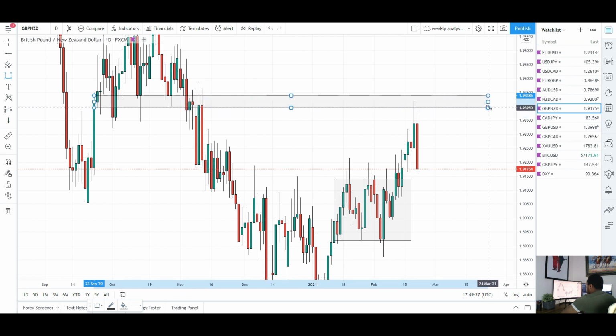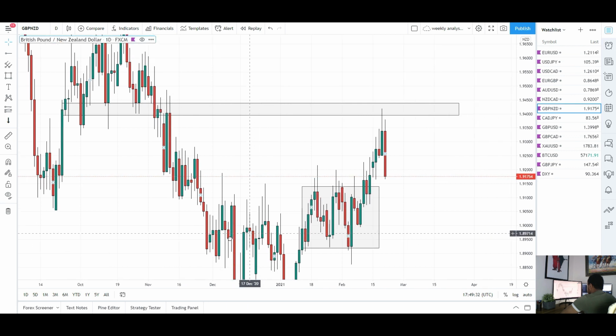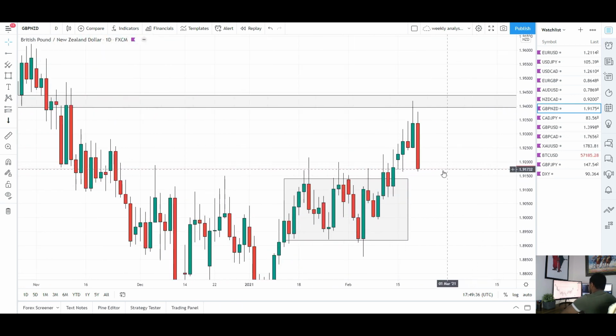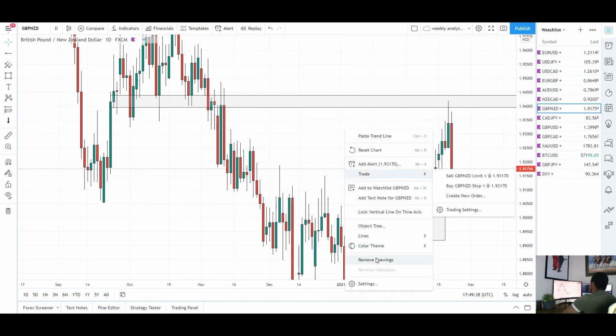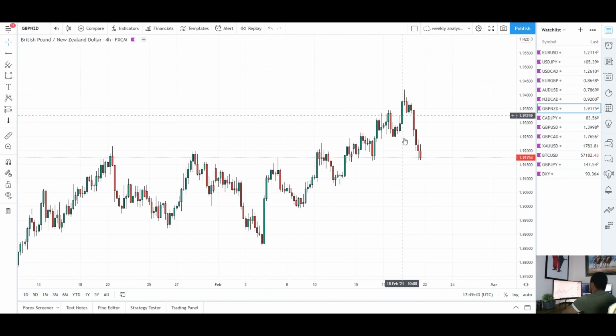Really nice support and resistance all along here. So nice support there, then resistance, or really nice push to the downside. You can see we wicked into 1.94 and got rejected really well to the downside. So for GBP NZD, you had a really nice test of that area. If I jump onto the 4H, you can see we're looking quite bearish now.